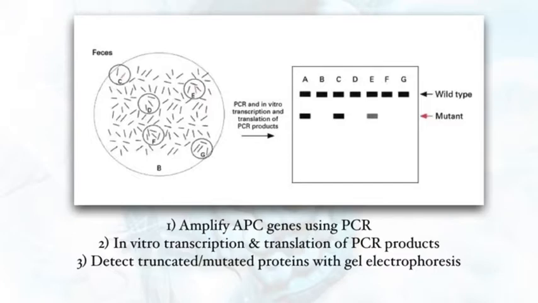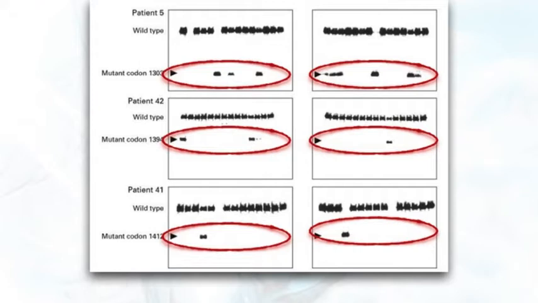As seen in the big circle, only a small fraction of APC genes would be found in fecal samples. In this case, they sampled 2 to 4 molecules in each row, as indicated by the small circles labeled C through G. Then, protein products were separated by gel electrophoresis, and we can see the samples with mutant gene products.